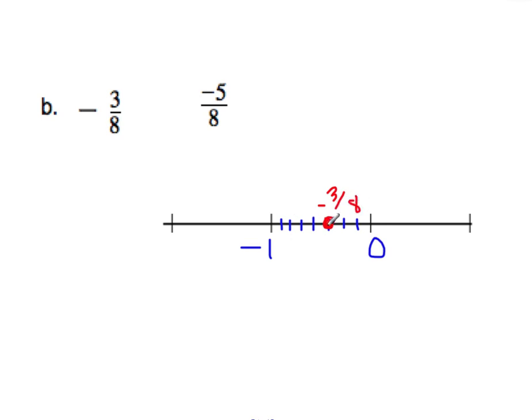And then I'm going to go 5. 1, 2, 3, 4, 5. And I'm going to put the label on the bottom so as not to confuse. And now negative 3 over 8 is to the right of negative 5 over 8, so it's actually the greater value. So I always point to the lesser value.